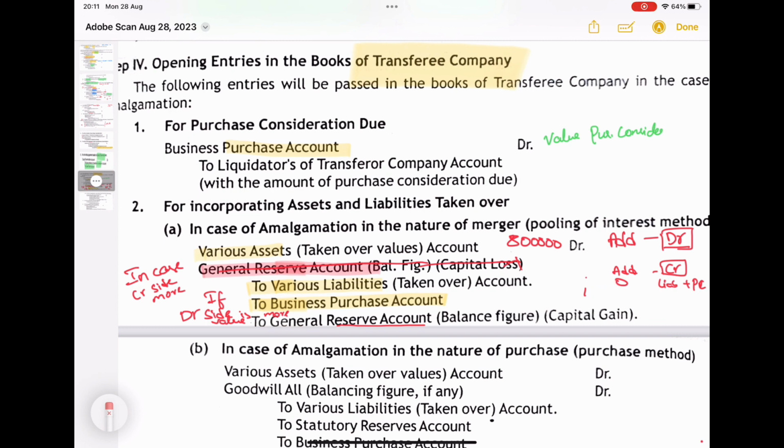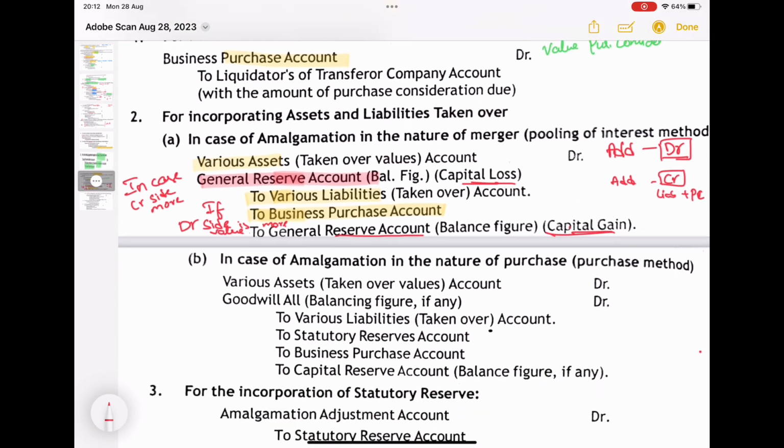So very easy concept. We are going to add both the sides. Any one entry will be there, either capital gain or capital loss. Any one will be there, either of the one. By adding and getting the balancing figure, if you are getting balancing figure in debit side it means capital loss, because your liabilities are more. If you are having credit balance more, it means debit value is more, so we are having capital gain, isn't it? Because your assets value are more. You have to understand the concept.